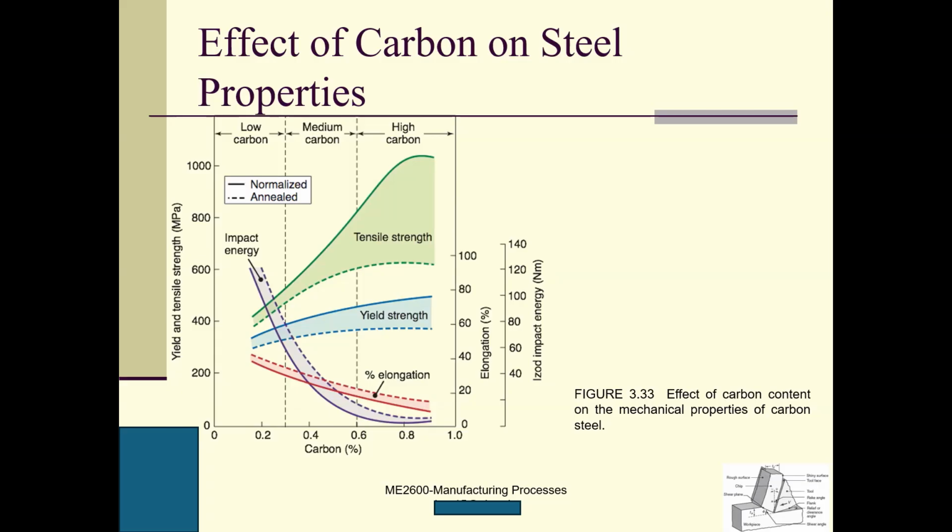You understand? Okay, so you can see impact energy, elongation, yield strength, tensile strength. The more carbon, the higher this one is. So as I said, strength and ductility are competing. So low carbon, medium carbon, high carbon.